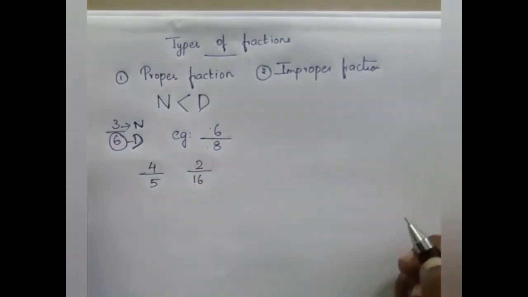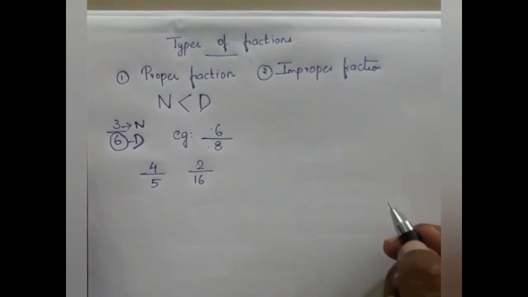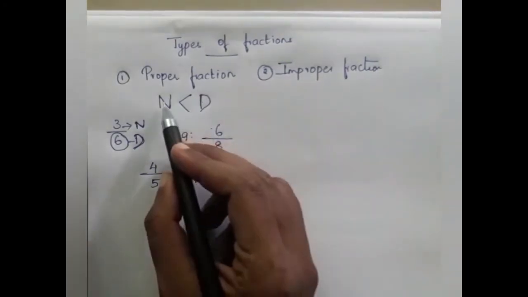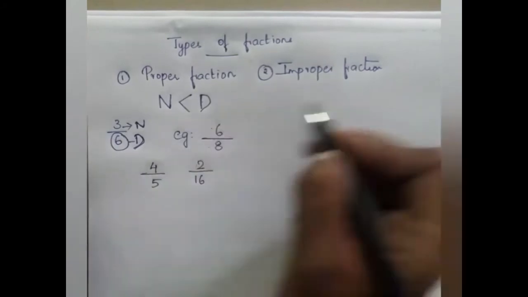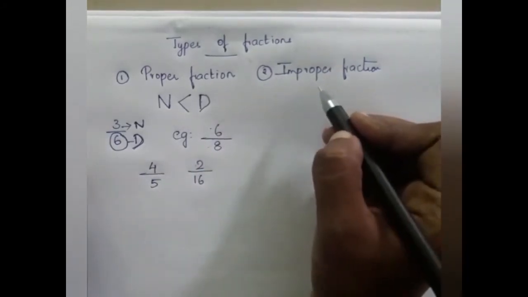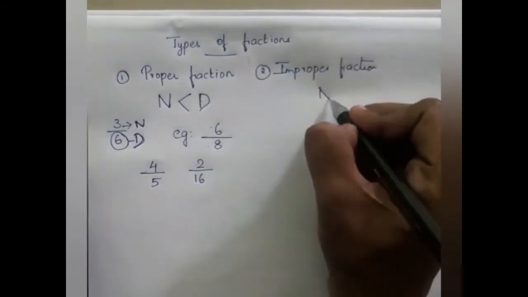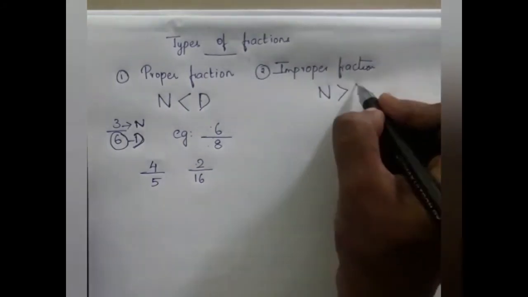4/5. These are all proper fractions. Proper fraction means the denominator is greater than the numerator. So what will be an improper fraction? An improper fraction is just the opposite. The numerator will be greater than the denominator.